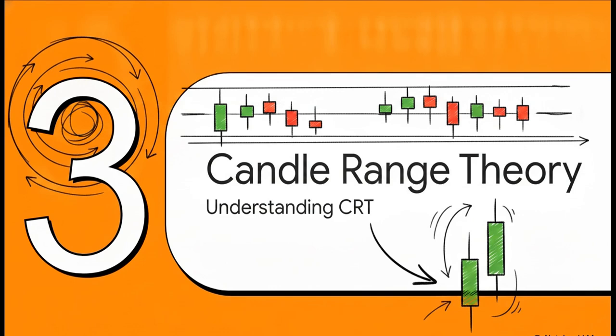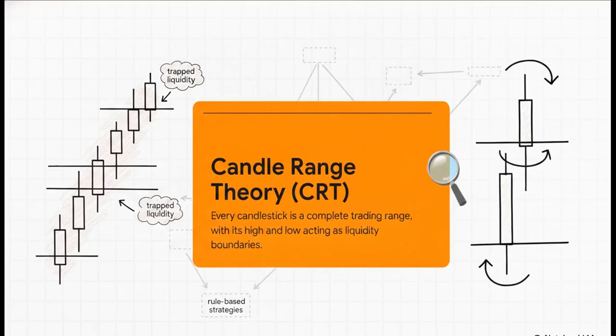All right, part 3. Candle range theory explained. Now, candle range theory, or CRT, is a brilliantly simple but powerful concept. It basically says that every single candlestick, whether it's on a daily chart or a 1-minute chart, is a complete trading range all on its own. CRT isn't about guessing random reversals. It's a highly structured way to see exactly how price reacts to trap liquidity at these specific boundaries.